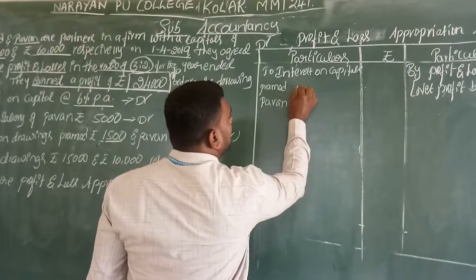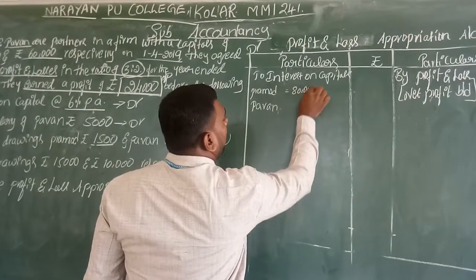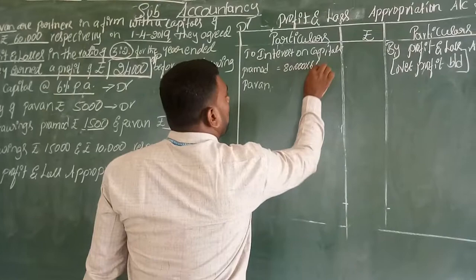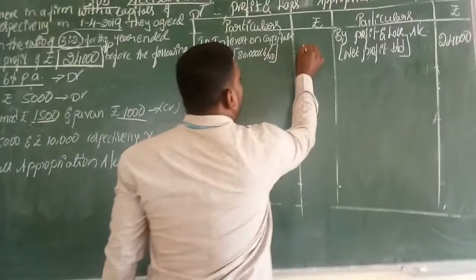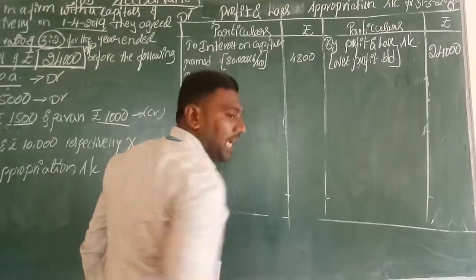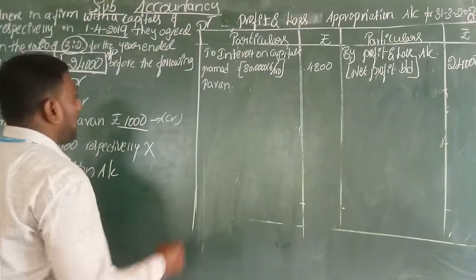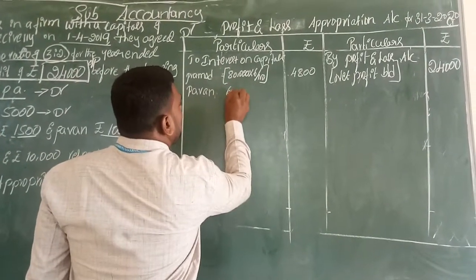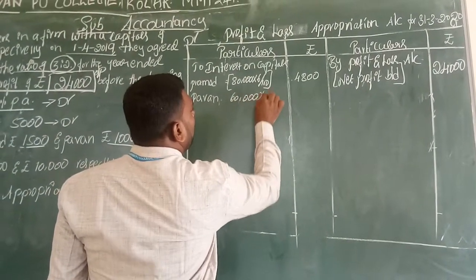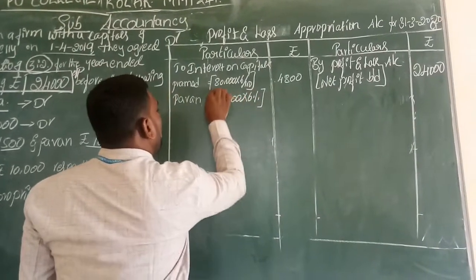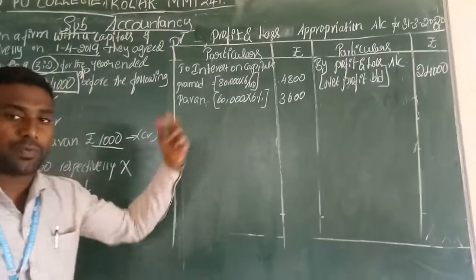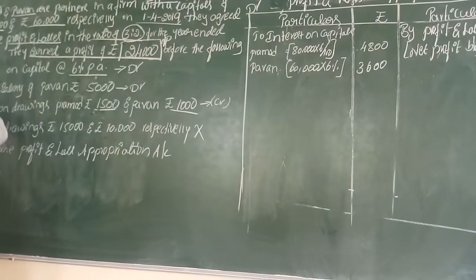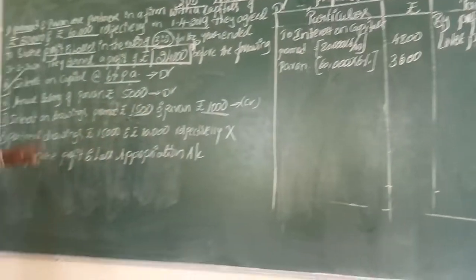So Pramod capital is rupees 80,000 into 6%, 6 divided by 100, we will get one value. 6 8s are 48, 4,800 rupees we have to get. Second partner, Pawan, 60,000 into 6% we have to get. 3,600 rupees. 6 3s are 18, 6 6s are 36, so 2 zeros we have to consider. So 3,600. This is adjustment number 1. One is completed. Let's come to adjustment number 2.